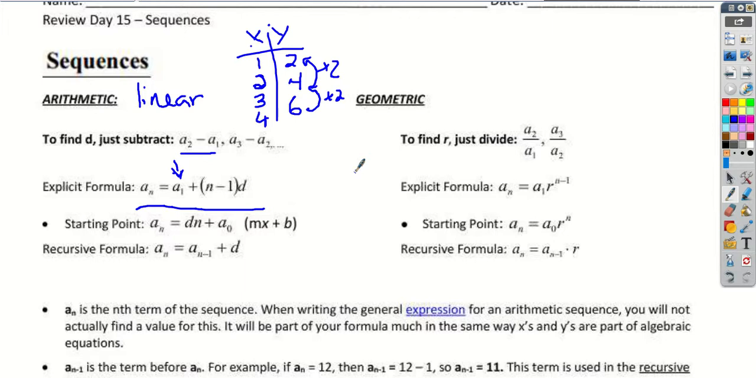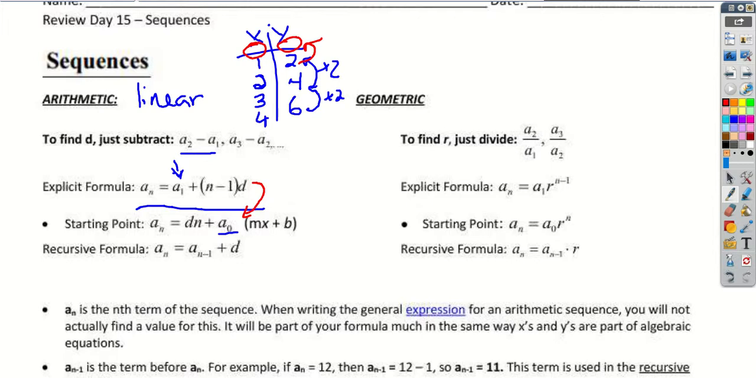So the starting point is essentially what's the first term. So if a_n equals d times n plus whatever a0 is, the first term. If you think about your chart, if I went back to the x term that was 0, and I went back 2, this would be at 0. So my x and y value would be 0, that means b is 0, so mx plus b, so a0, and then 2 times n. So if this is the formula I'm starting with, the starting point is going to be that formula.